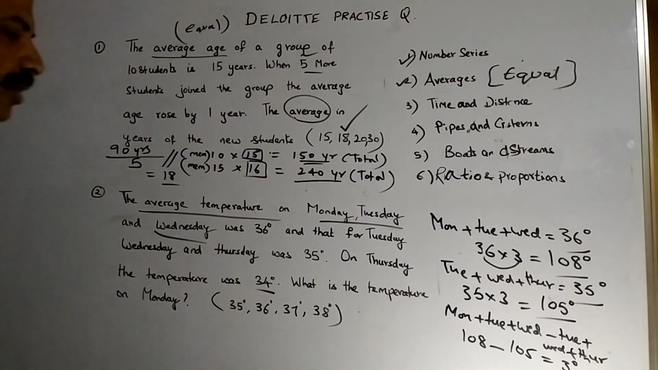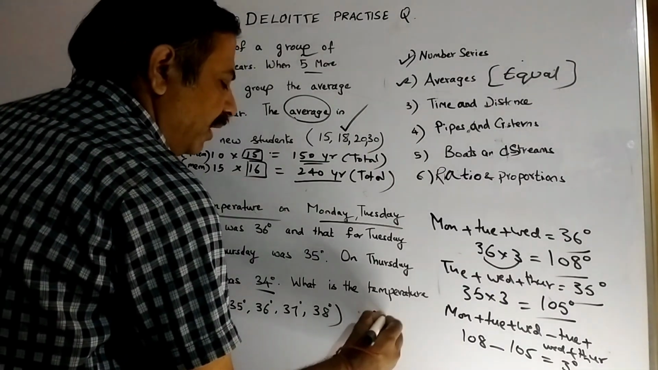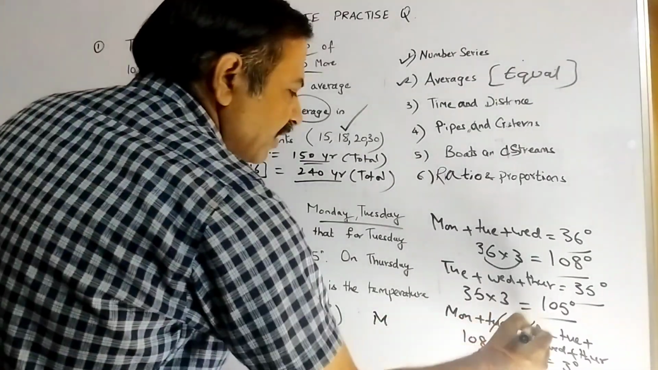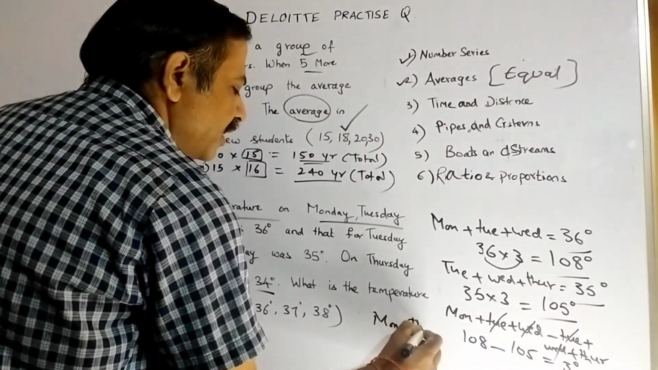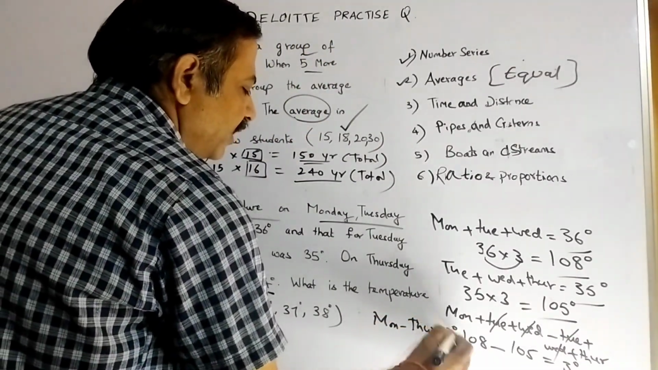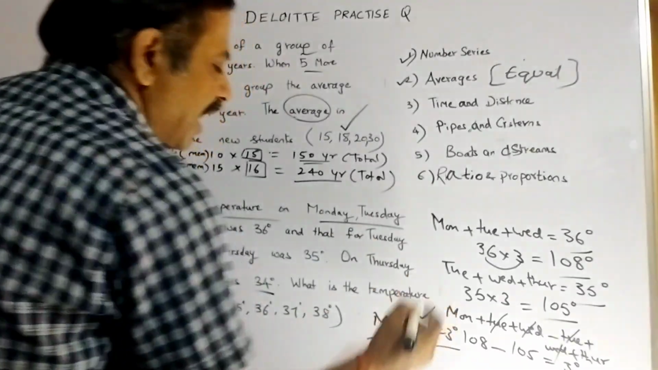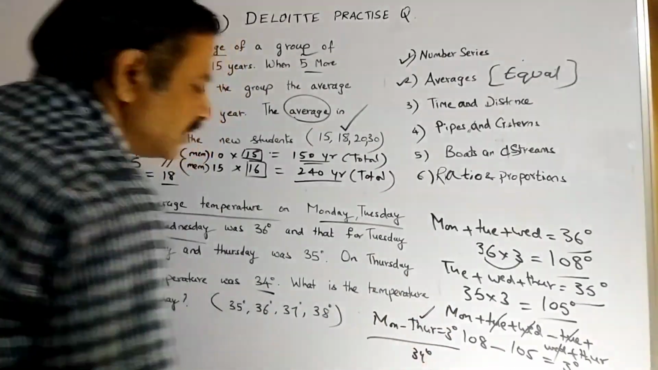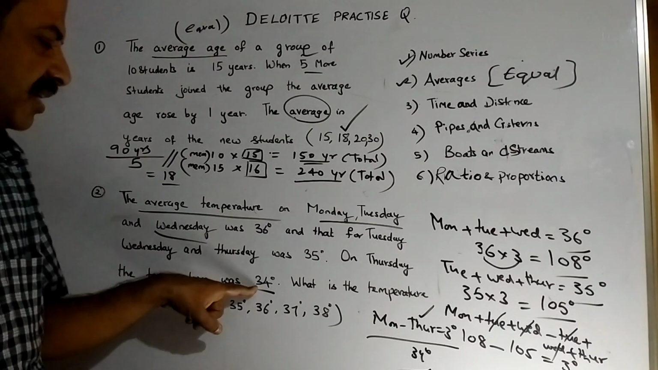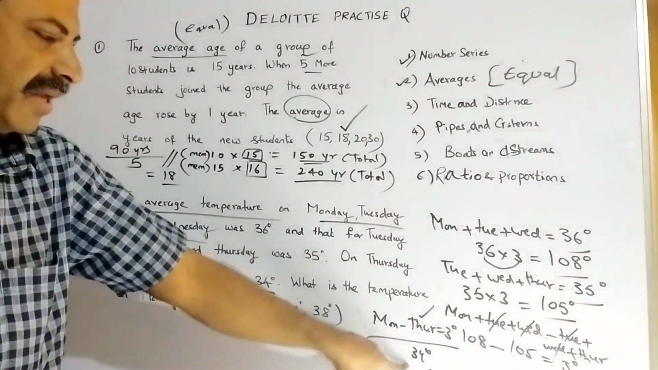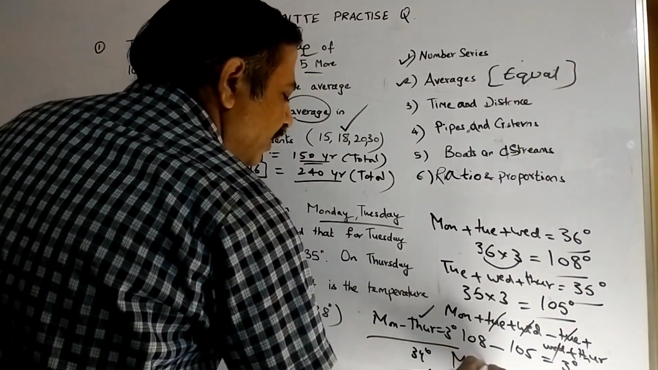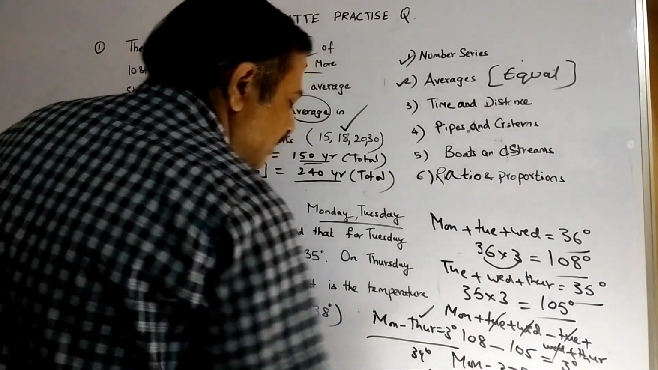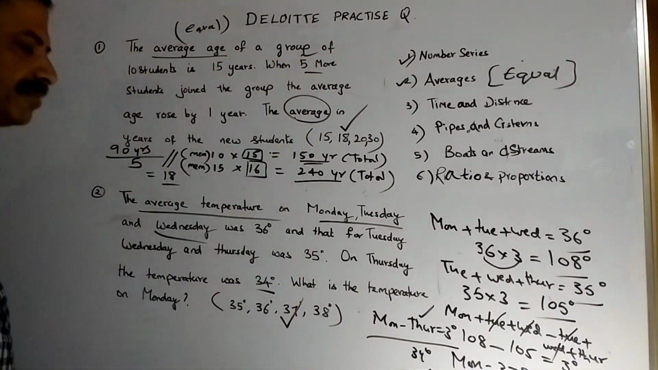So dear students, Tuesday and Wednesday cancel. Monday minus Thursday is equal to 3 degrees. Thursday we have 34 degrees. So Monday will become 34 plus 3, 37 degrees. That is the third option.